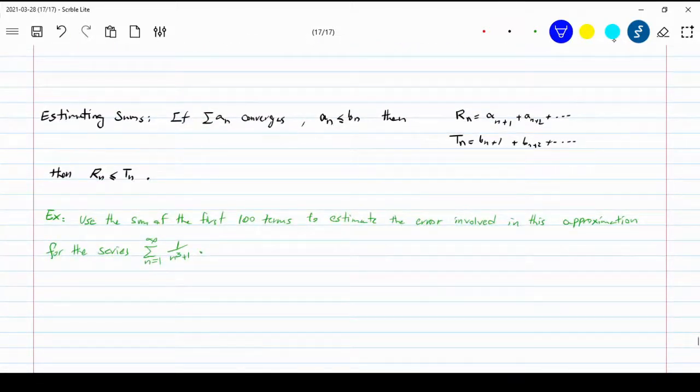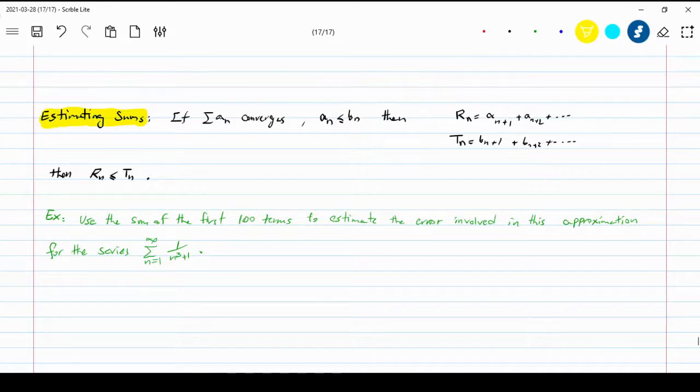Okay, final topic in this section is estimating the sum. This is something we did already, but now we can avoid calculating complicated integrals and estimate the sums by the same idea.